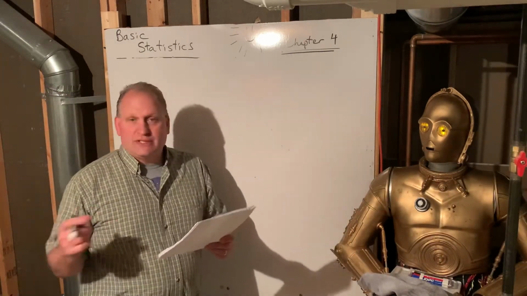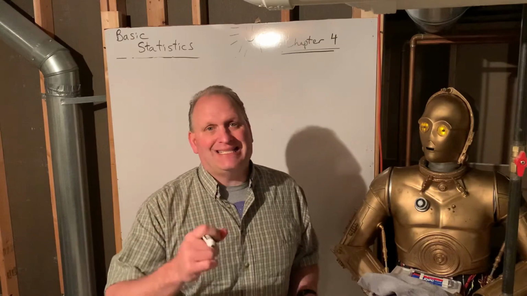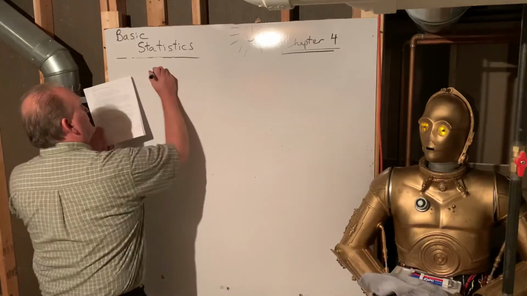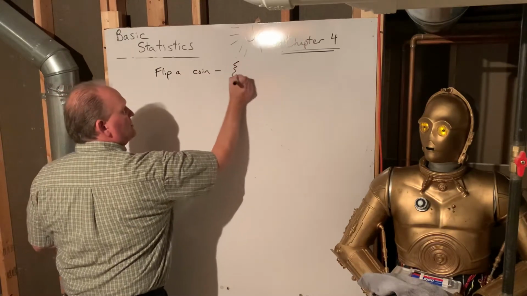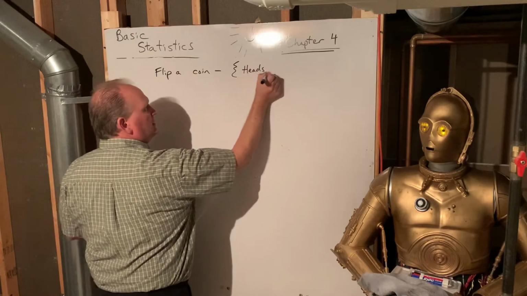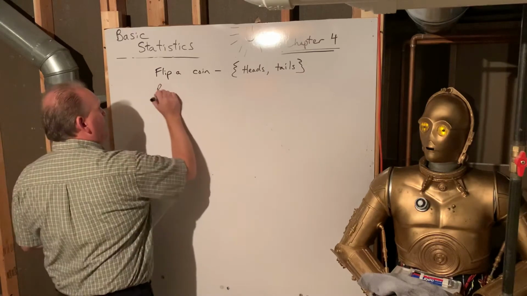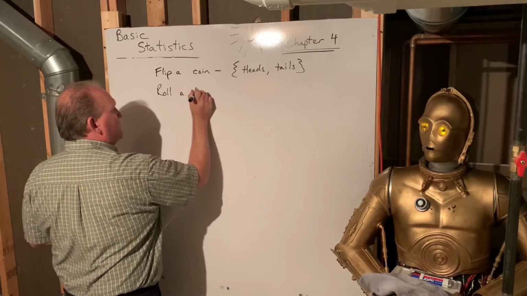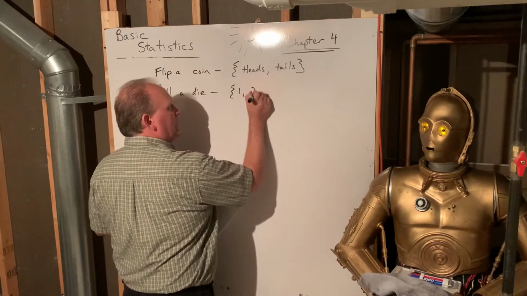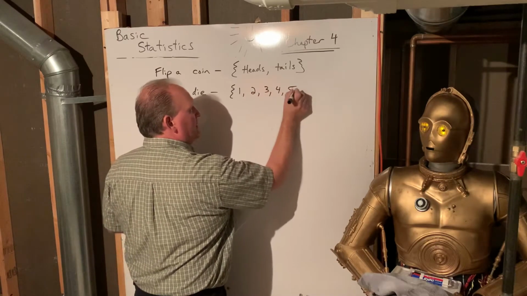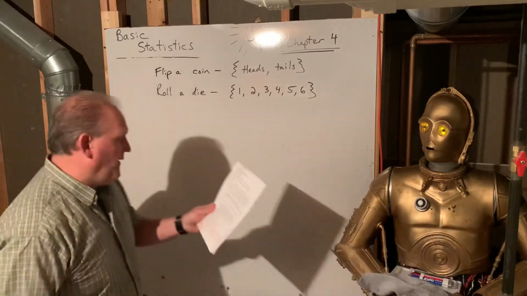So an outcome is the result of an experiment. A sample space is a list of all possible outcomes. If you are going to flip a coin, the list of possible outcomes would be heads or tails. If you're going to roll a die, when it's a single cube, it's called a die. When there's two of them, they're called dice. A single die has 1 dot, 2 dots, 3 dots, 4 dots, 5 dots, or 6 dots. That is a list of all possible outcomes for a single die.